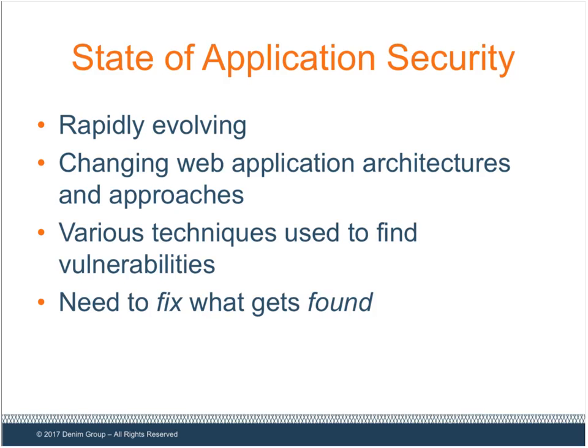And what we see in programs is there are a number of different techniques that have to be used if you want good coverage for your applications. Just because this is such an evolving space, there are new techniques for developing applications that are being deployed all the time, which means that the techniques for testing those applications have to evolve as well. And one of the things that we also see is that organizations find a lot of vulnerabilities, but they need to spend some more time fixing what gets found.